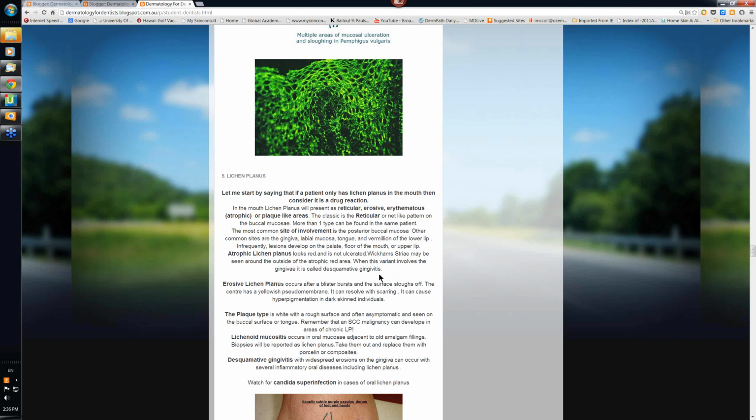On the gingiva, when you've got lichen planus involving that, it may present as desquamative gingivitis. Now, a variety of inflammatory oral diseases can do this, and lichen planus is just one of them. But you can get other conditions such as pemphigus, mucosal pemphigoid, bullous pemphigoid, lupus. They can all give a desquamative gingivitis. The patient may present with inflamed gingiva and bleeding from there.